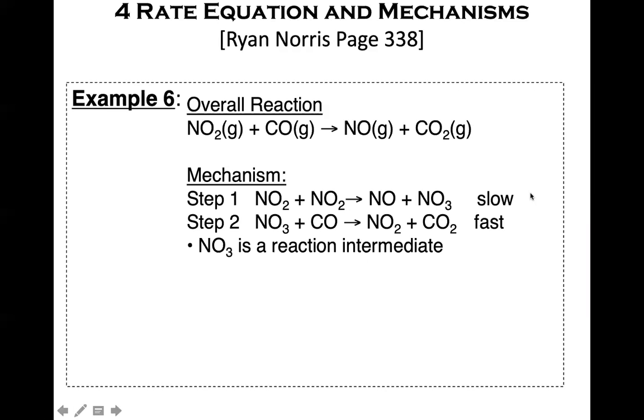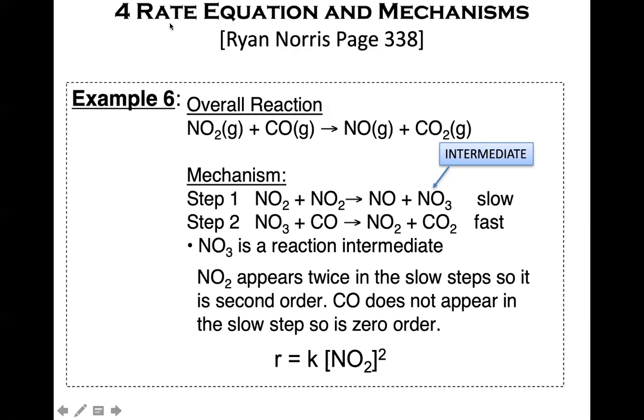Given the fact that step 1 is a slow step, that should already give you a hint that these 2 species must appear in your rate equation. And it does show: your rate equation is equal to k, the constant, which will always be there, times the concentration of NO2.